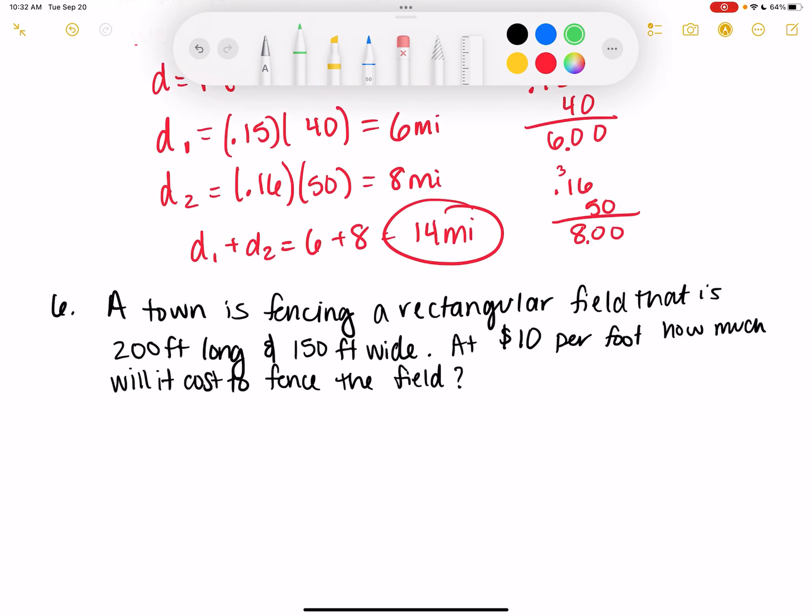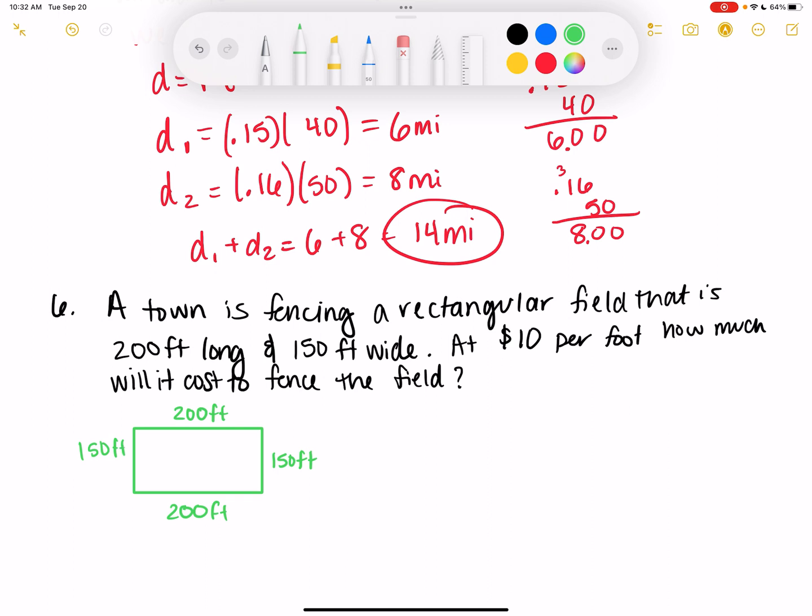So I'm going to draw a little picture here. So we have a rectangular field. So I'm going to just draw a rectangle. We're told that the long side is 200 feet, so that's going to be up here. The short side is 150 feet. Okay, now I can write them around. So this other long side is also 200 feet, and then this other width one is also 150 feet.